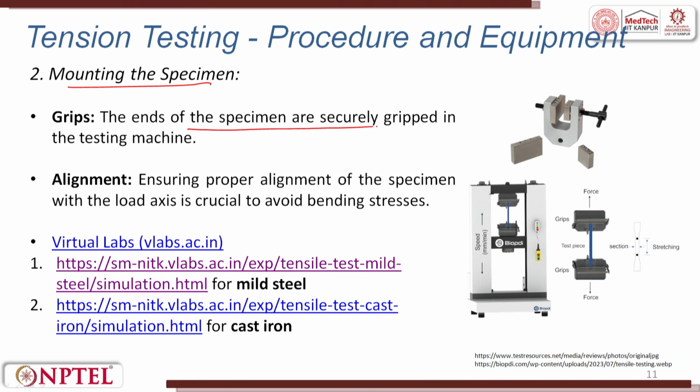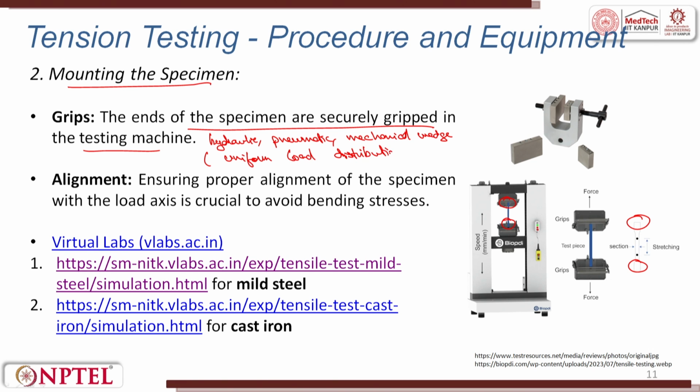The ends of the specimen are securely gripped in the testing machine. That is, when the specimen is there, these are the ends of the specimen, and these are mounted here in the machine. The grips could be hydraulic, pneumatic, or even mechanical wedges. Purpose is uniform load distribution. So, that is how the grips are designed, and different materials are there for which the sizes of specimen could be different. Next is alignment of the specimen.